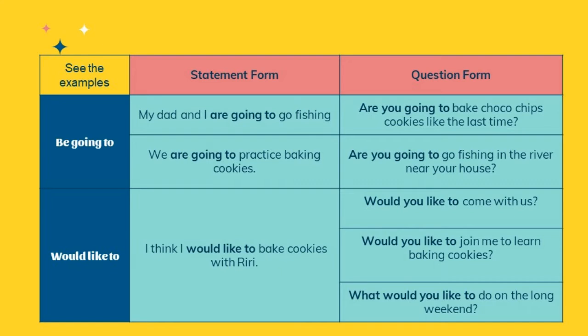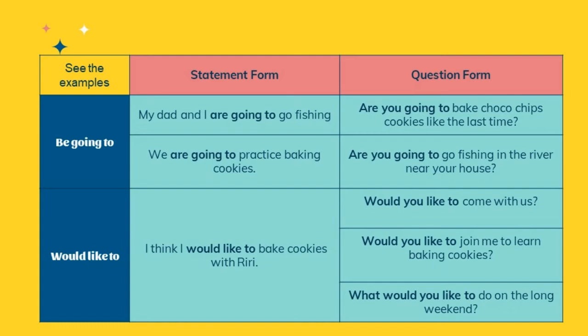Now, in the question form, the pattern is to be, which is here are, and then you, and then going to, and the simple form of the verb. In the second example, the to be is still are, and the subject is you, and followed by going to, and then the simple form of the verb. Now, for the question form of would like to, it is started with would, and then followed by you, and then like to, and then the simple form of the verb, which is come. And it goes the same with the second sentence. Would, you, like to, and the simple form of the verb, which is join.